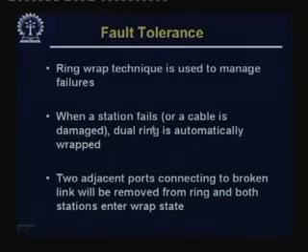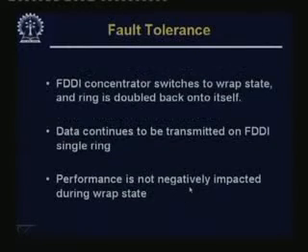When a station fails or a cable is damaged, the dual ring is automatically wrapped. The 2 adjacent ports connecting to the broken link will be removed from the ring, and both stations enter the wrap state. The FDDI concentrator switches to wrap state and the ring is doubled back onto itself. Data continues to be transmitted on the FDDI single ring. Performance is not negatively impacted during the wrap state. So, this is the good thing about FDDI.